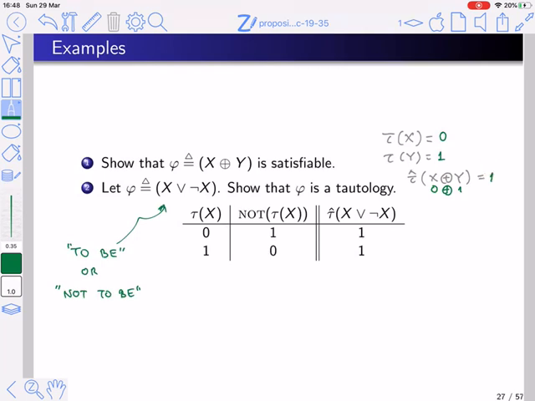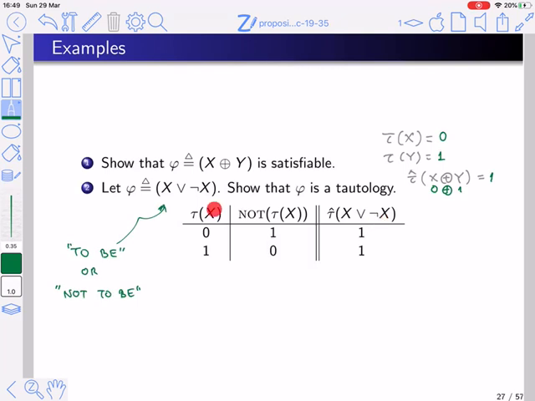Let's consider the second example. Let phi denote the Boolean formula x or not x. This is a well-known formula. If I let x denote "to be", then this formula actually says "to be or not to be". This is phi. Now we want to claim phi is a tautology. So we need to show that for every truth assignment, the value of tau hat of x or not x is 1.